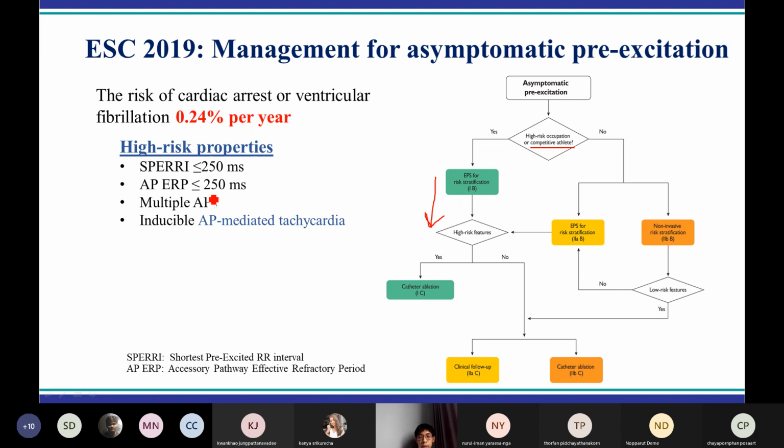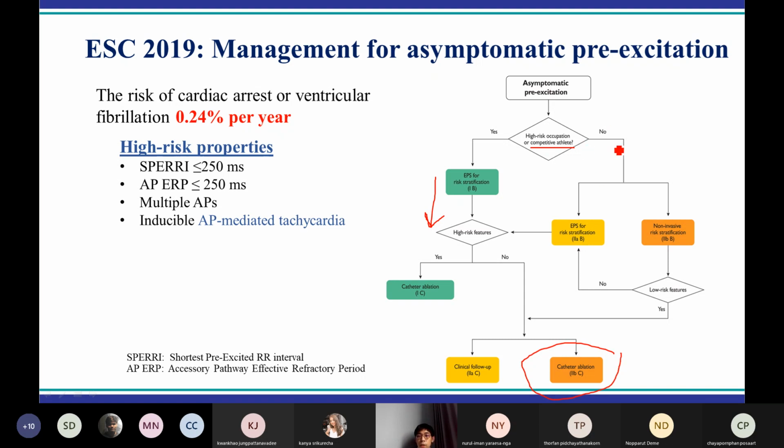If there is one of these high-risk properties, we would go on to eliminate the accessory pathway. If there is no high-risk feature, you could just follow up the patient, or you could ablate the accessory pathway, but you have to discuss the risk of ablation with the patient first.